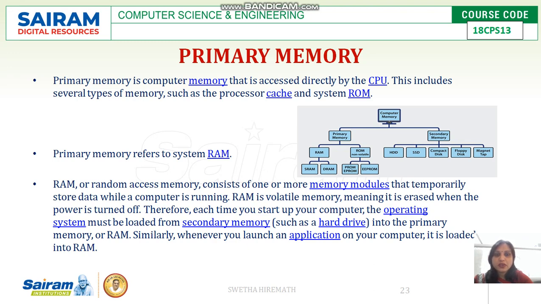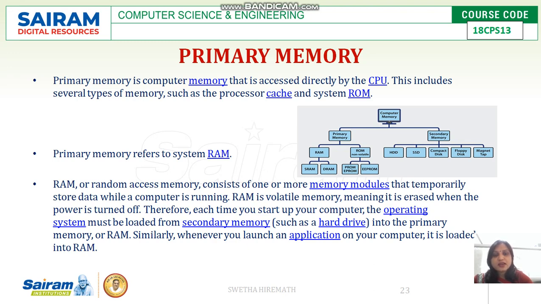ROM, whereas, is read-only memory, and it is non-volatile. When the power is switched off or on, whatever data is stored in the ROM will stay there. For example, the operating system will be stored in ROM. Whenever we switch on the system, it has to be booted into the memory unit, and from the memory unit it will be loaded to the CPU or the processor. So we have two types of primary memory, one is RAM and the other one is ROM.